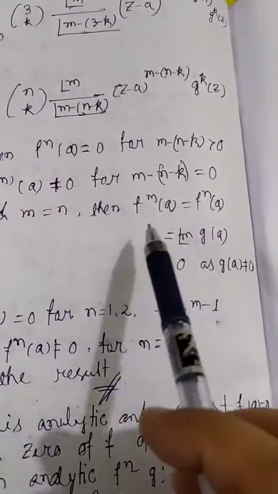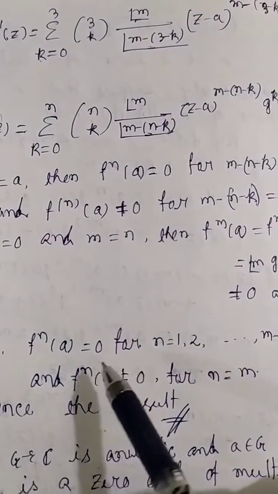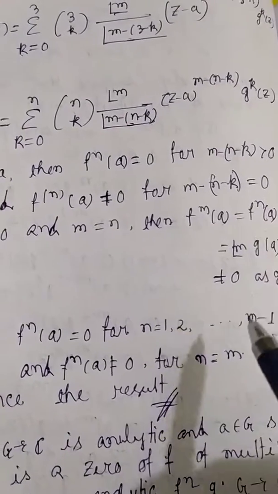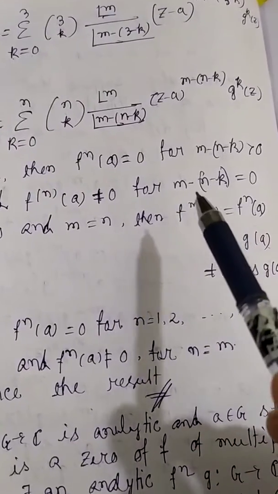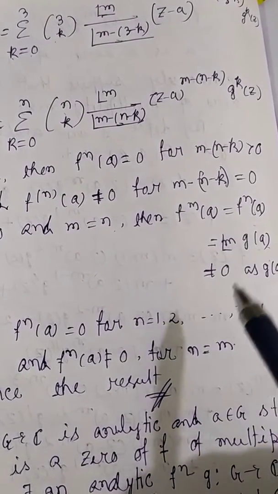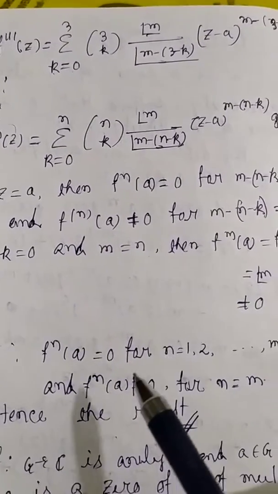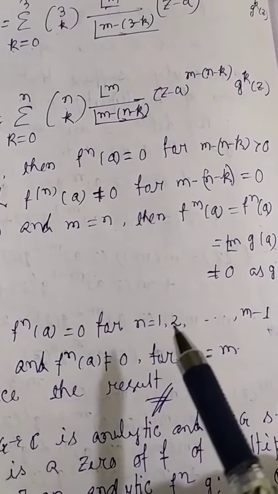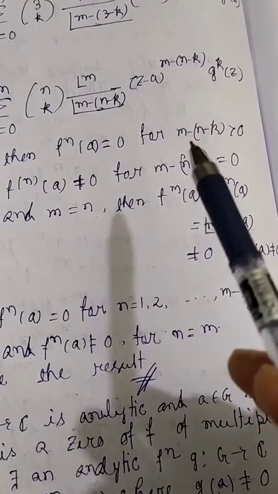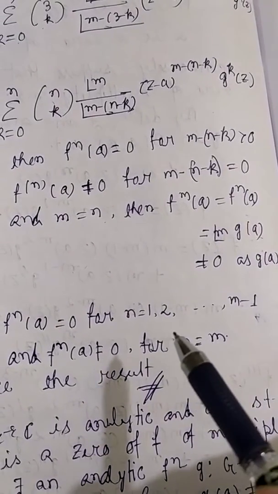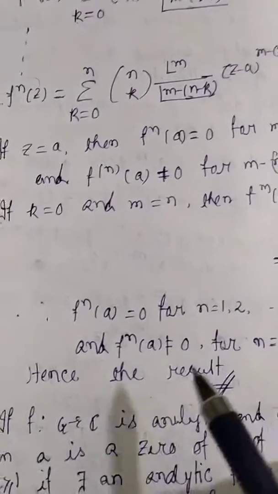So the mth derivative at a is not equal to 0, but the other derivatives up to m minus 1 are equal to 0. This is equal to 0 for the orders from 1 up to m minus 1, which are actually less than m. So this is the required result, hence the result.